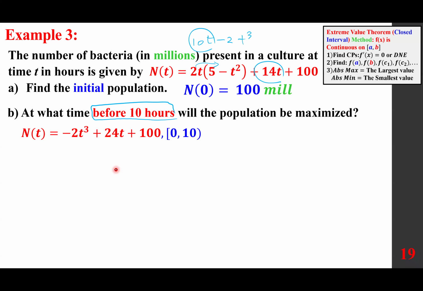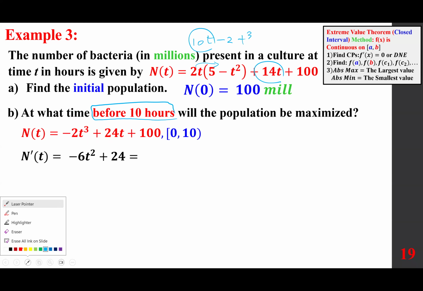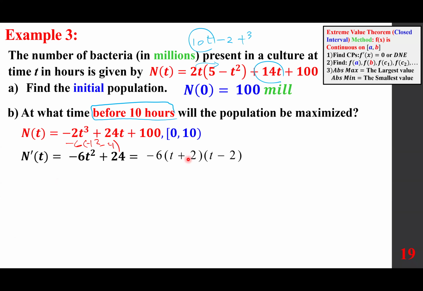Also critical points. We are going to differentiate. And because we're going to differentiate, I use this one. It's easier. So n prime is minus 6t squared plus 24. We are going to set it equal to 0, so I'm going to factor the negative 6 out. t squared minus 4, which is (t plus 2)(t minus 2). And there are two answers when you set this equal to 0. Negative 2 and positive 2.